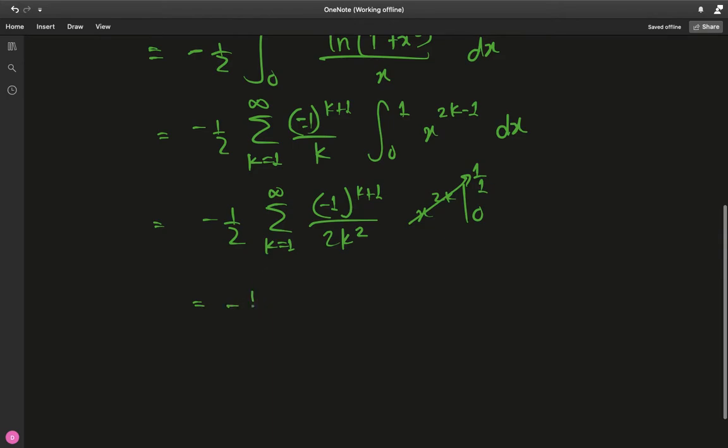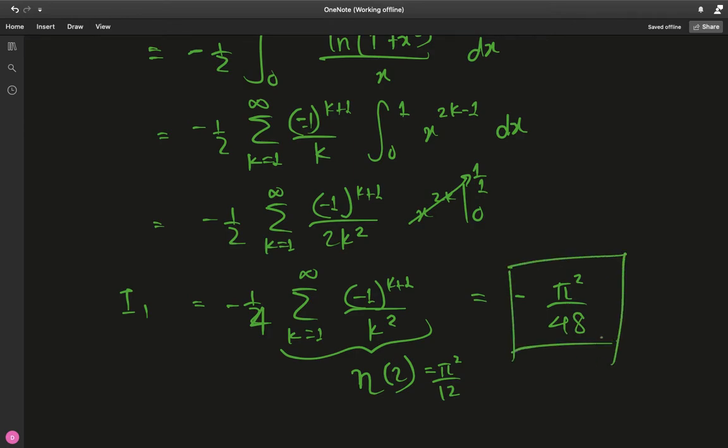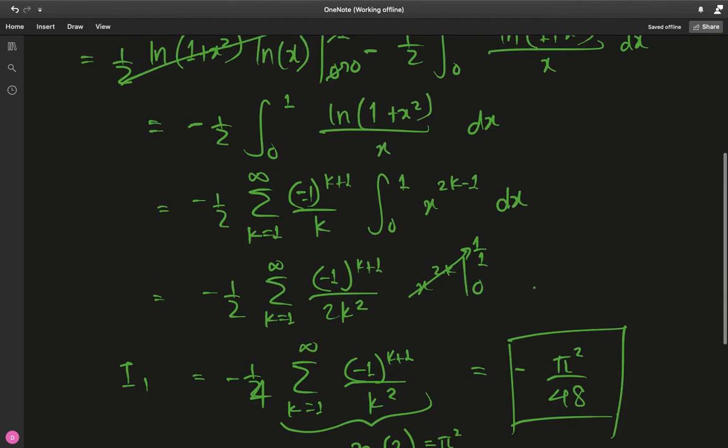We have negative half, negative 1/4 actually, times sum from k equals 1 to infinity of minus 1 to the k plus 1 over k squared. This is just the Dirichlet eta of 2, which has a value of pi squared over 12. So entirely I1 is just negative pi squared over 48. Fascinating, but that's the value of this integral.